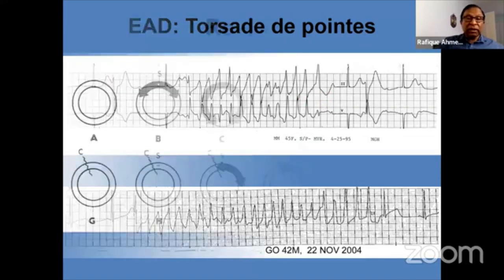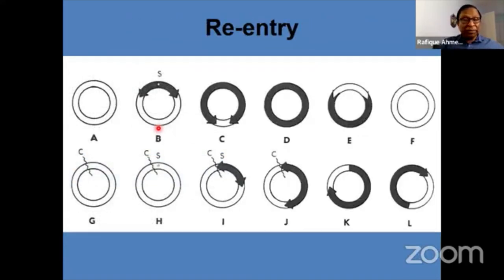Reentry, how does it happen? So I'm going to take this circle. Initially, this was described in the early 1900s on jellyfish. What they did, they took a tissue of jellyfish, made a hole into it and made it like a donut. And then if you introduce an electrical stimulus here, it will go in both directions, and they will collide in the middle and then extinguish.